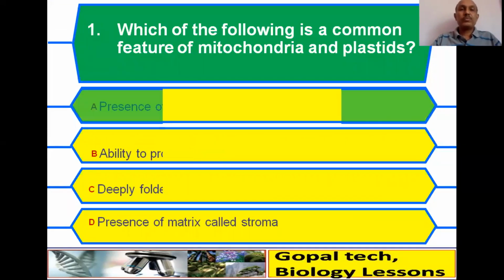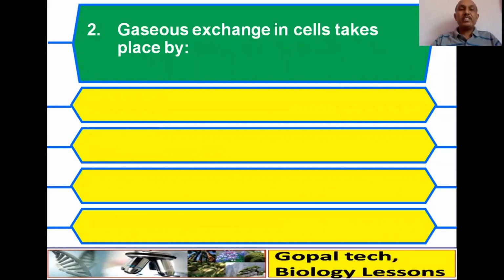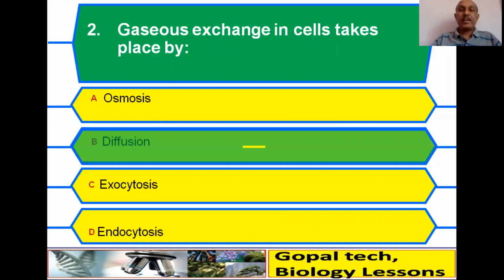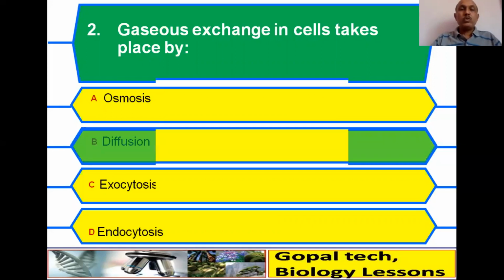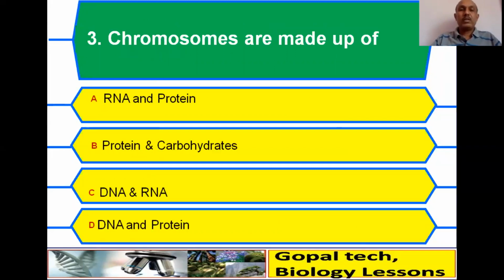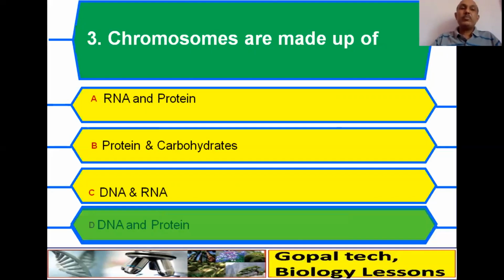and ribosomes. Gaseous exchange in cells takes place by osmosis, diffusion, exocytosis, endocytosis. Again pause the video, write the answer, check. क्या सही है, yes, diffusion is the right answer. Chromosomes are made up of RNA and protein, protein and carbohydrates, DNA and RNA, DNA and protein. Again same method, pause the video, write your answer A, B, C, D, check. Right answer is DNA and proteins.